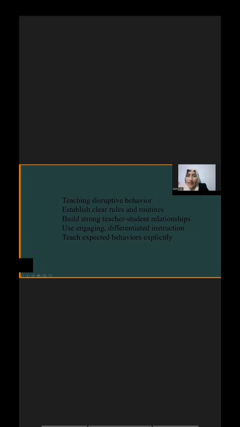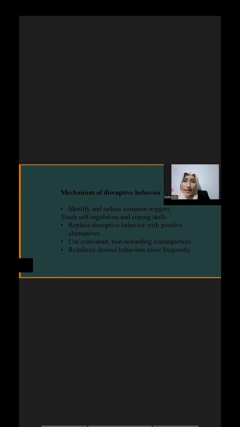Teaching desirable behavior. Establish clear rules and routines. Build strong teacher-student relationships. Use engaging, differentiated instruction. Teach expected behavior explicitly. And there are mechanisms of disruptive behavior. There are four of them.